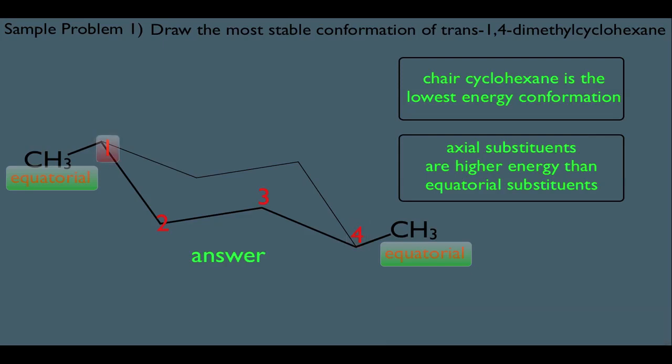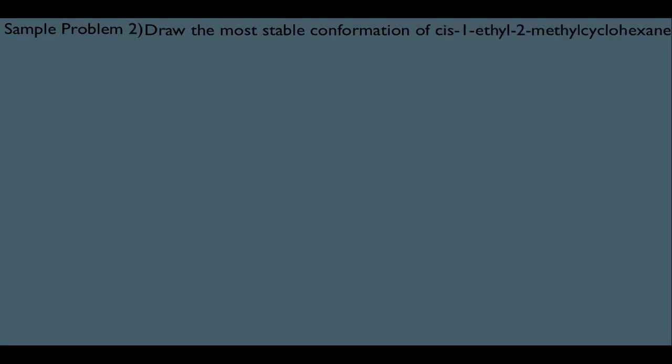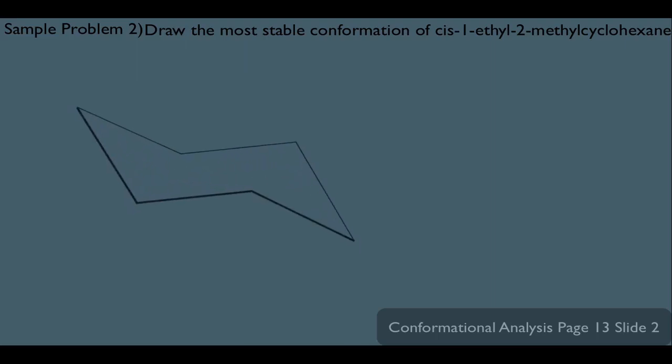So let's look at another problem here. This one says, draw the most stable conformation of cis-1-ethyl-2-methylcyclohexane. Again, we'll start out with our general template right here. And to save time, let's work smart.